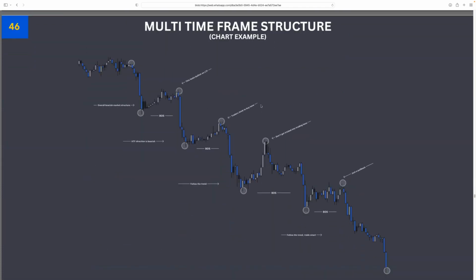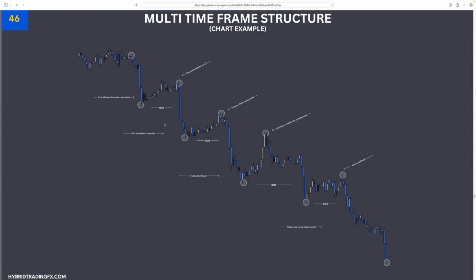Basically that's it, guys. On this chart example, the overall market structure is bearish. As you can see, we're putting in lower lows in the market, and all of these pullbacks on lower time frames are uptrends. Let's say this is the daily time frame, and you can clearly see it's bearish. We have impulse, pullback, impulse, pullback, impulse, pullback. This is how the market moves: impulse, pullback, impulse, correction, impulse.